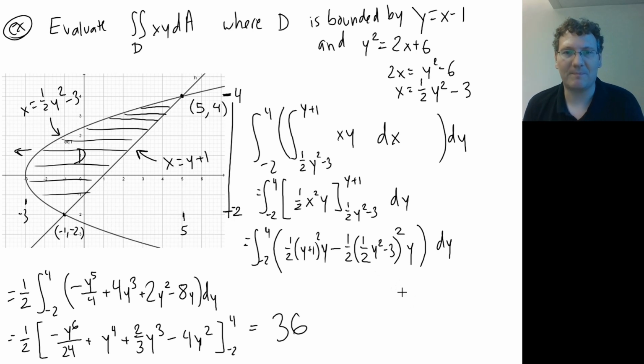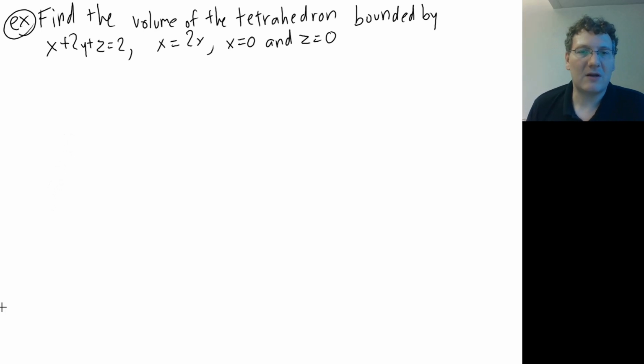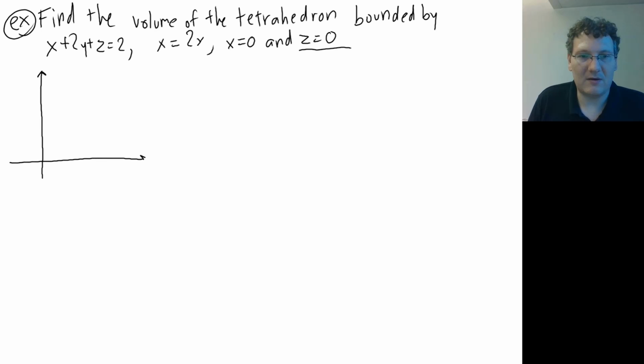All right, cool. Now let's try to find the volume of a tetrahedron. This is a tetrahedron that is bounded by 4 planes, as all tetrahedrons are. Notice that one of the planes is z equals 0. That's the xy plane.